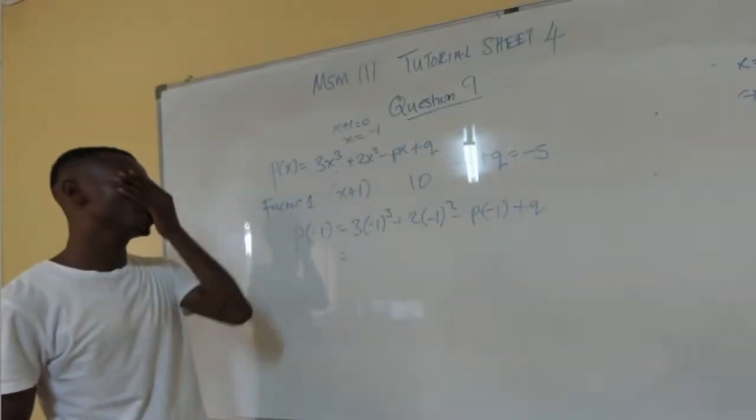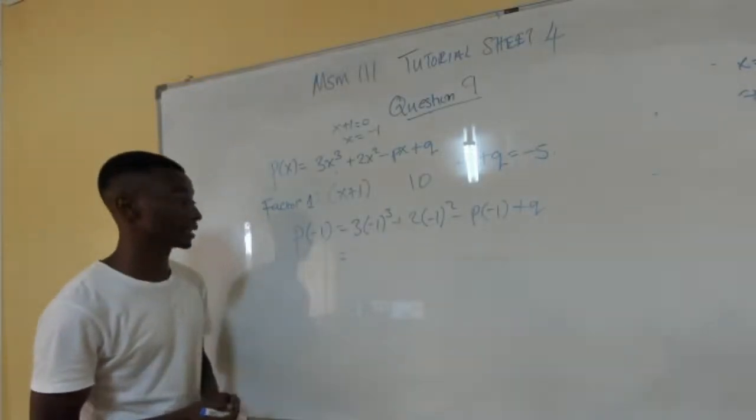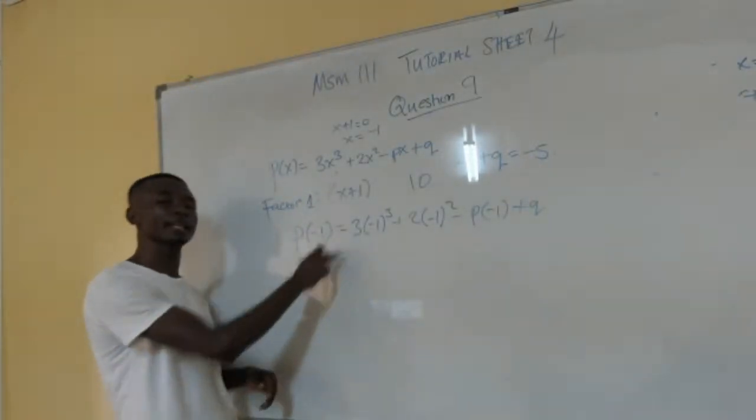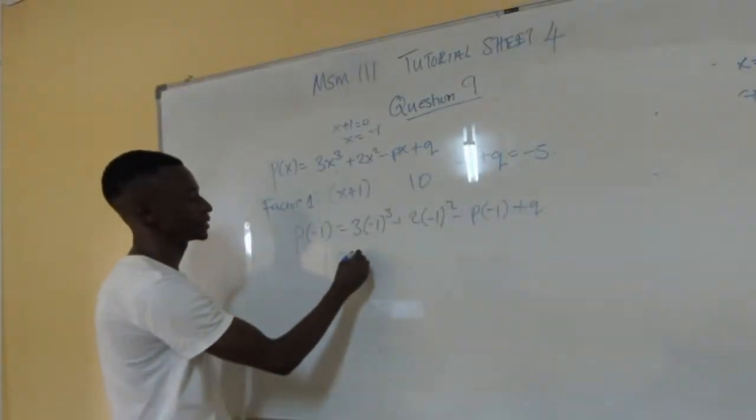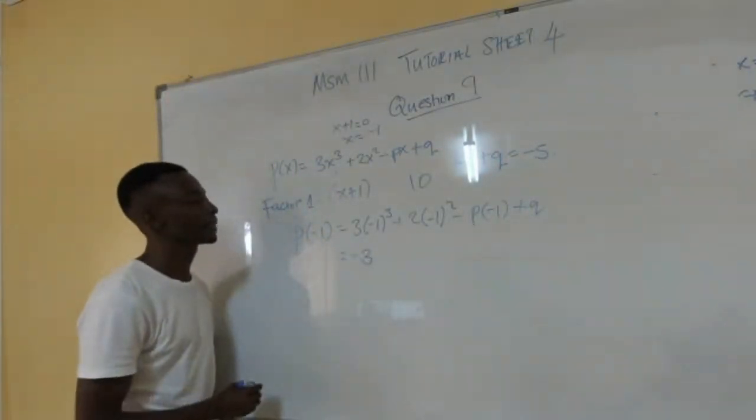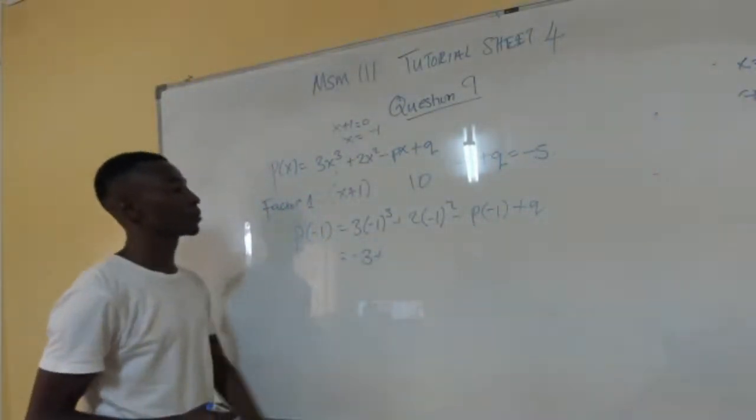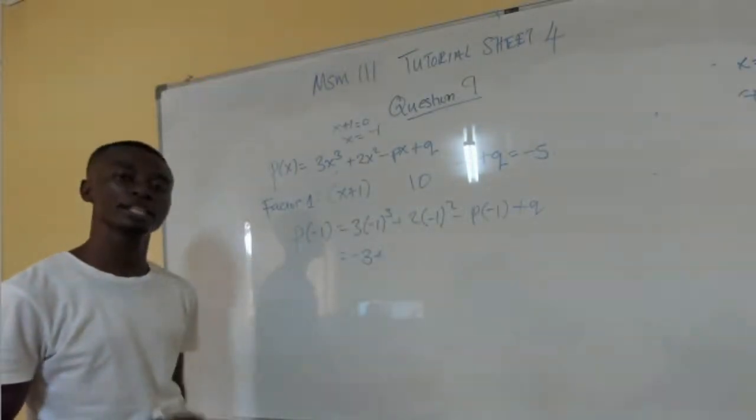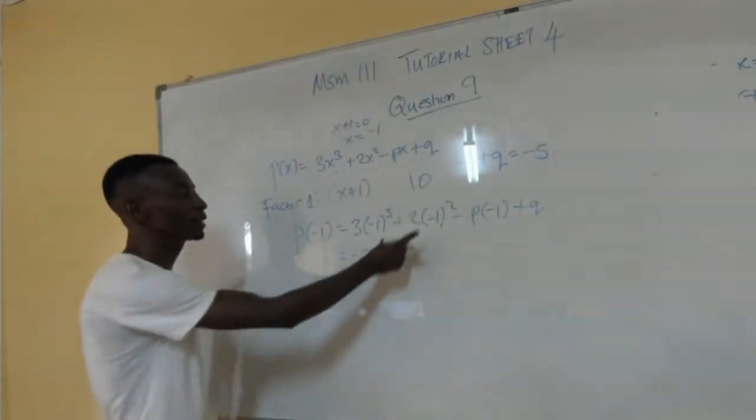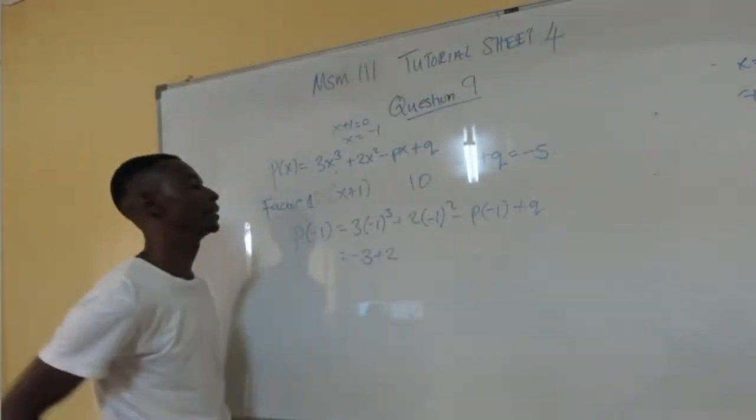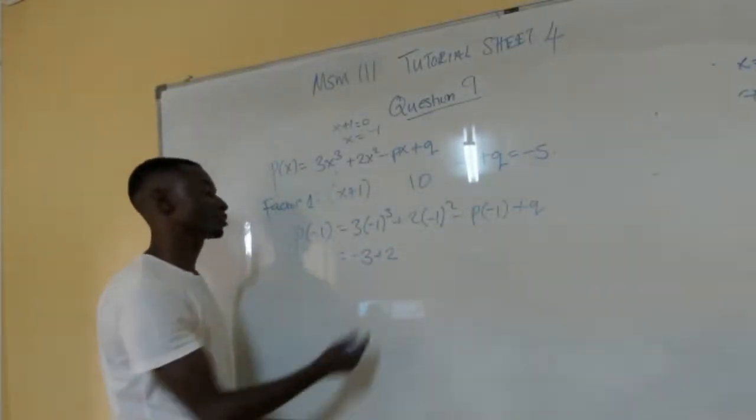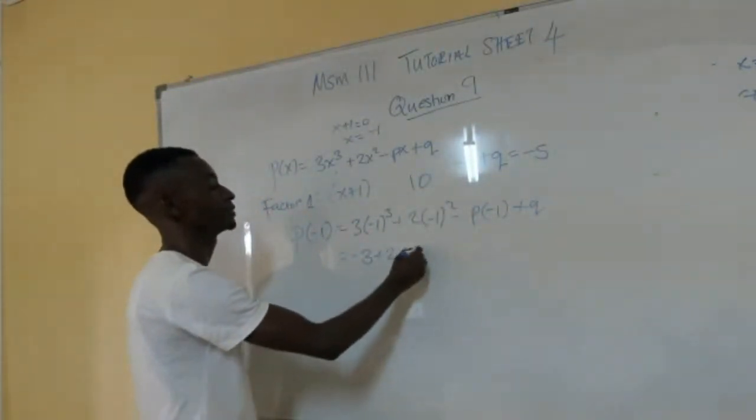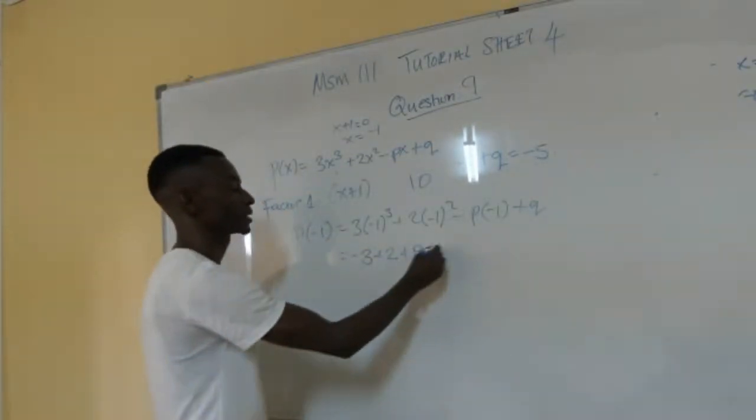What is negative 1 cubed? Negative 1 cubed is negative 1. So negative 1 multiplied by 3, we're getting negative 3. Plus, what is negative 1 squared? It's positive 1. So positive 1 by 2, you're getting 2. Negative times negative there is positive. So what are we getting there? We're getting positive p. Then you say plus q.